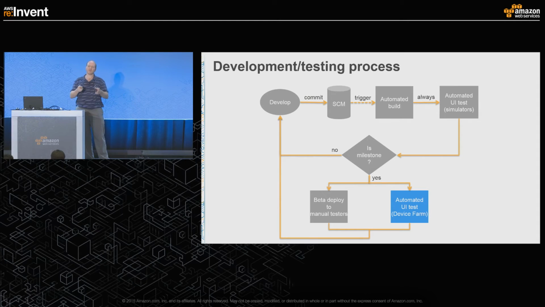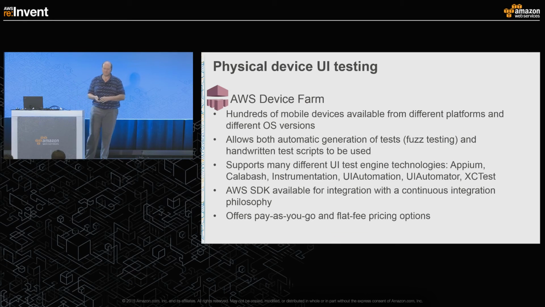So if it's a milestone build, you click a button on the automated build dashboard. It gathers the app that was built. It gathers all the UI tests that you wrote, sends them up to Device Farm, and starts a run of all those tests on all the devices that you choose to test on.